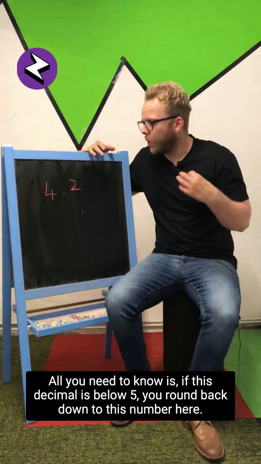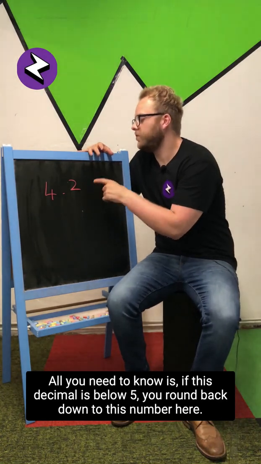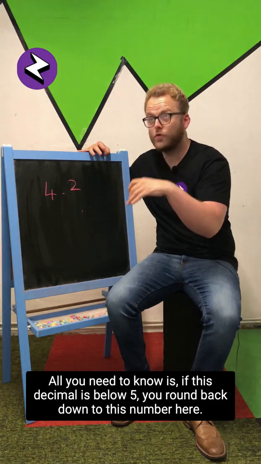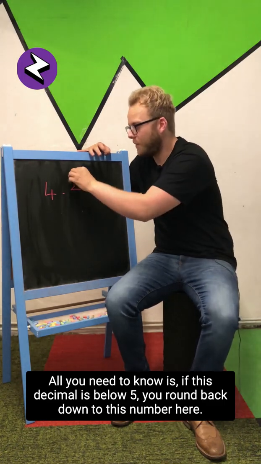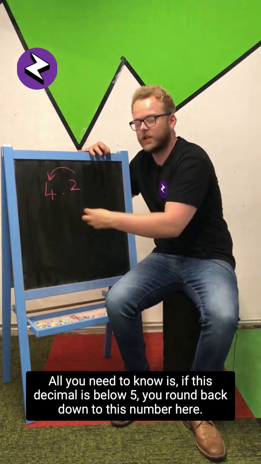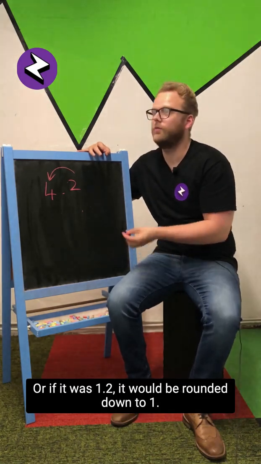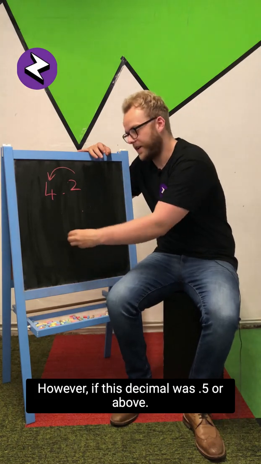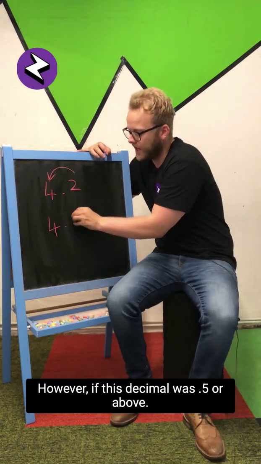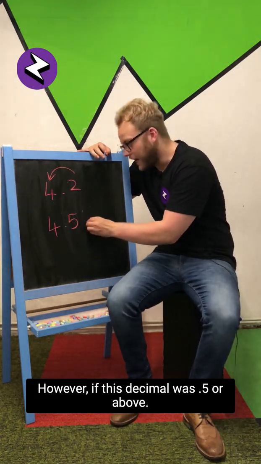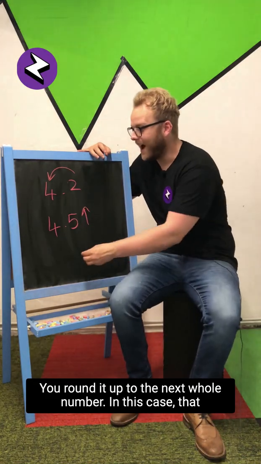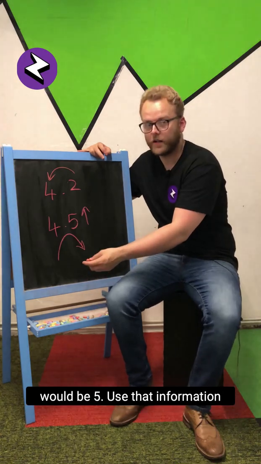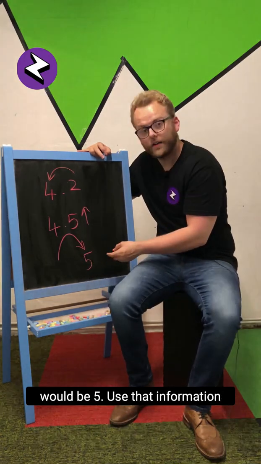Now, all you need to know is if the digit after the decimal point is below 5, you round it back down to the whole number that's already written. So if it was 1.2, it would be 1. However, if it was 0.5 or above, you round it up to the next whole number. In this case, that would be 5. So the answer to that one would be 5.